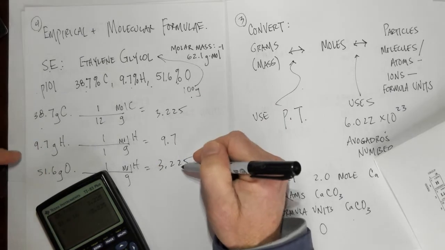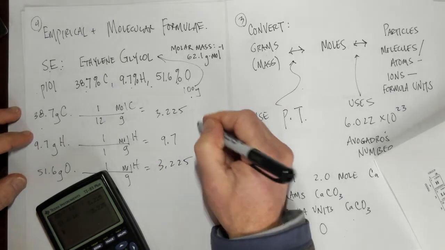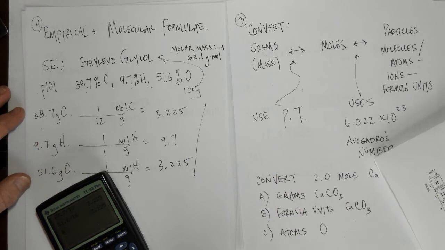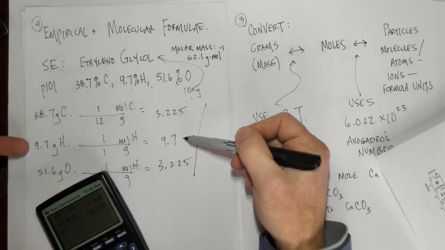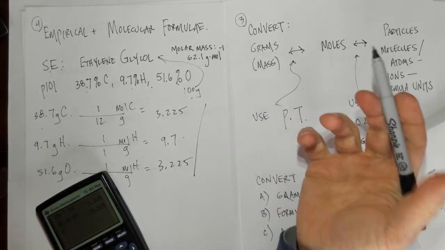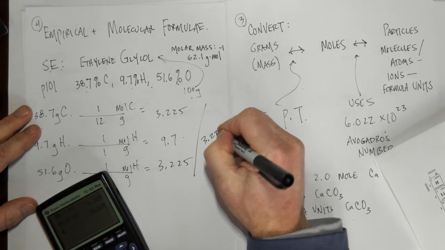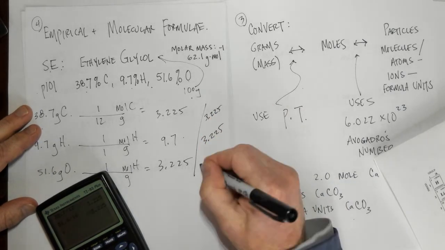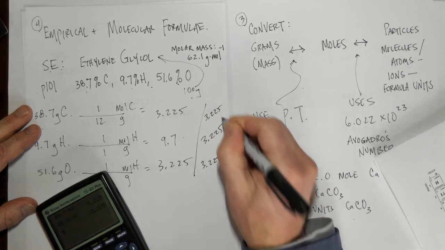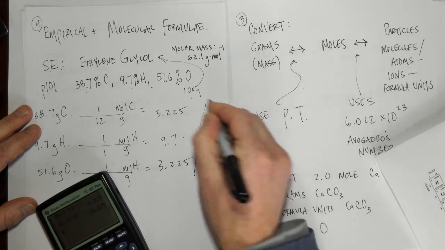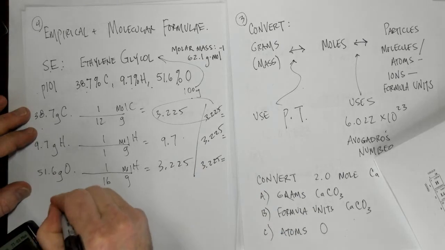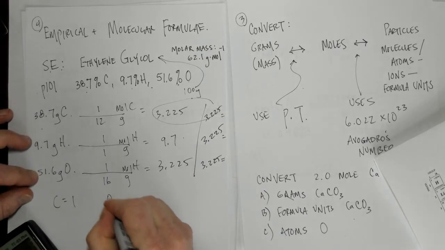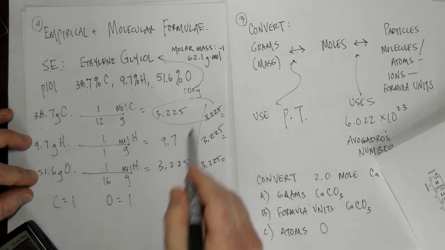Now, once you've got these numbers and you've converted to moles, now you divide by the smallest. Look at these numbers and decide which one is the smallest and divide them all by the smallest number. So we divide every single one of these by 3.225. Makes some of the division pretty nice. Those two end up being carbon 1, oxygen 1, because those are the same.